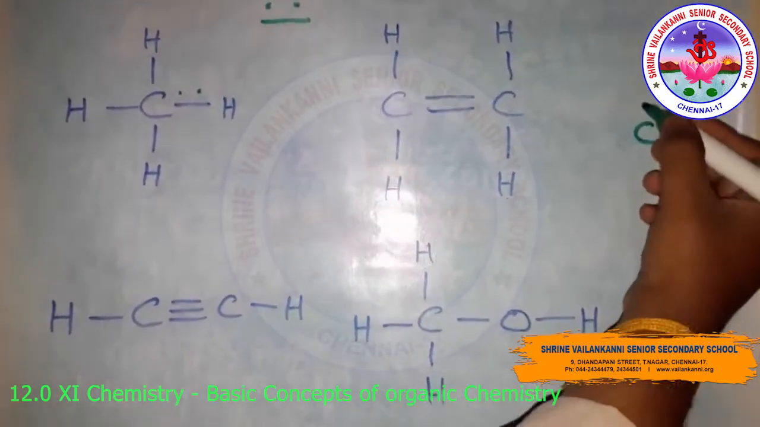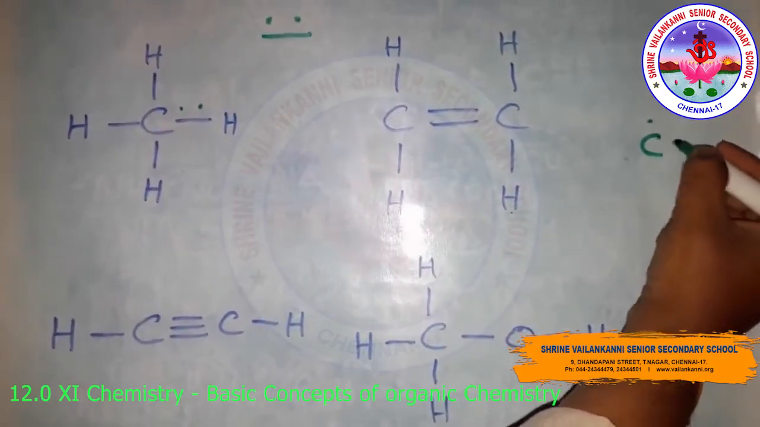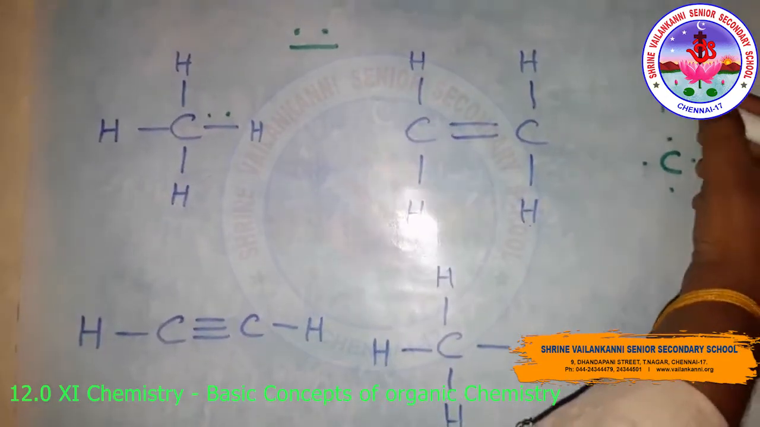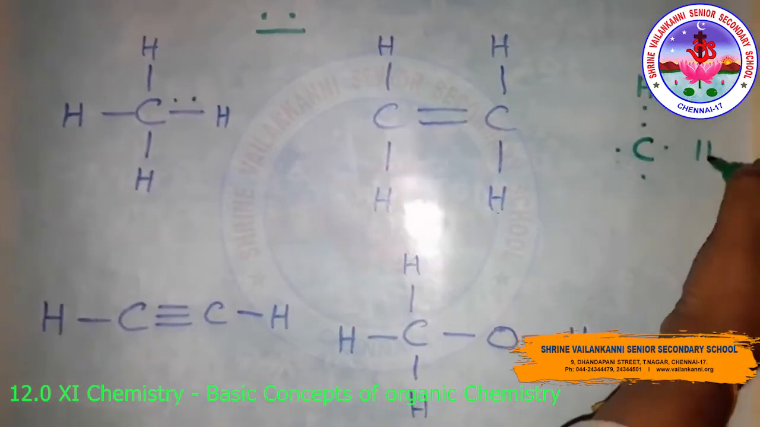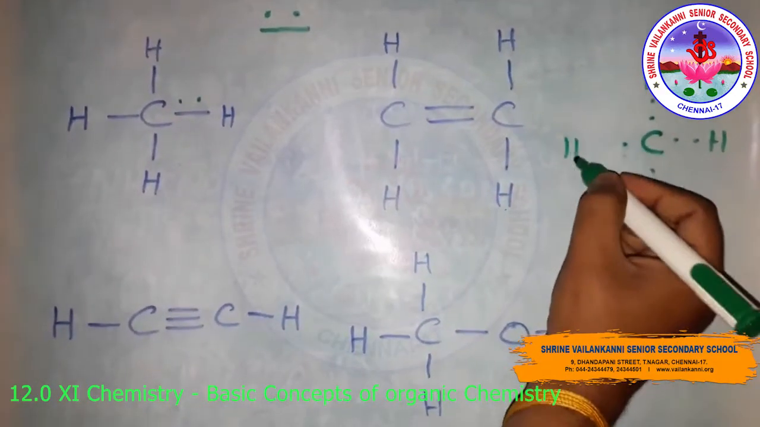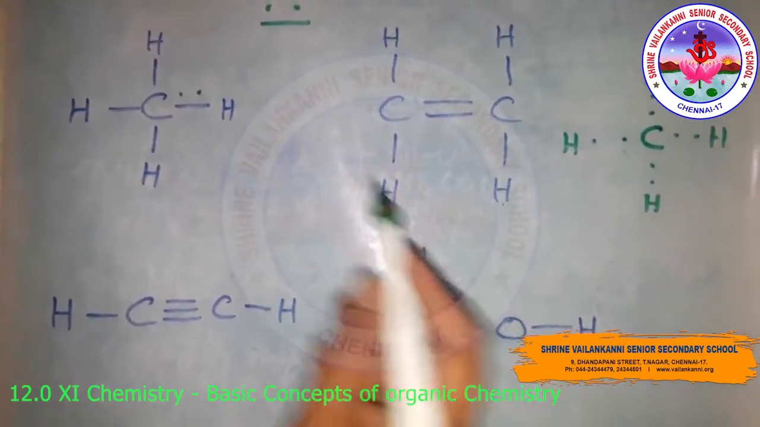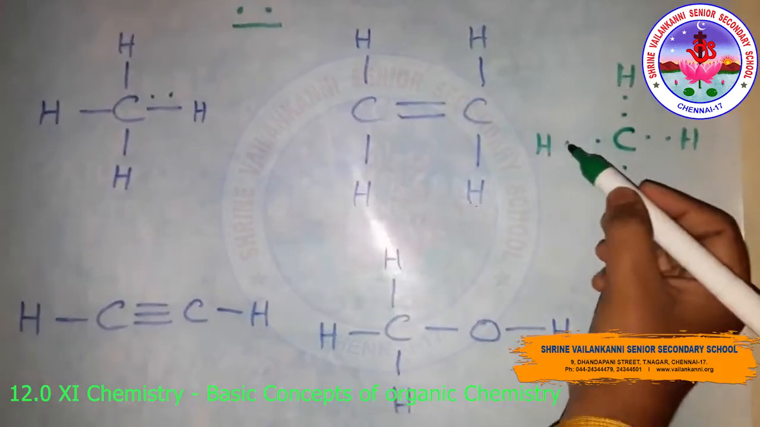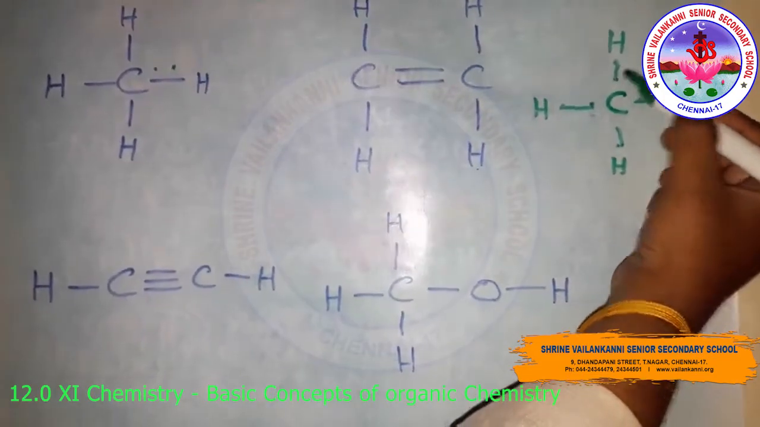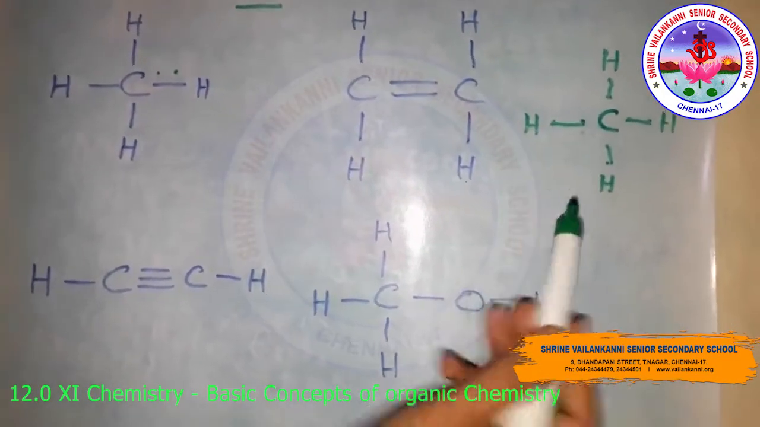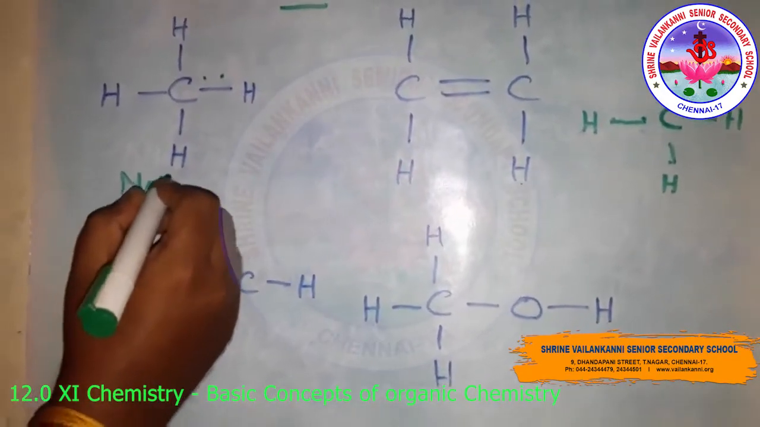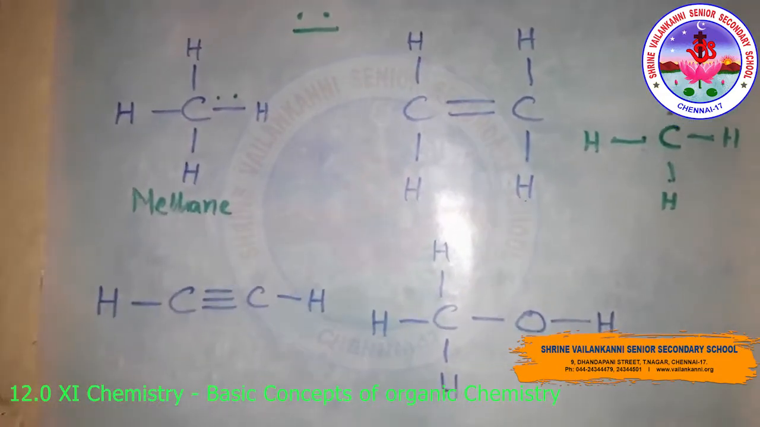I'll write here. Carbon has 4 valence electrons, and hydrogen has 1 valence electron. This hydrogen has 1 electron, this hydrogen has another 1 electron, and on this side this hydrogen has one more electron. Already I said 2 electrons make one single bond. So we can write it like this: one single bond, one single bond, one single bond and one single bond. So this is called the structure of methane. Can you understand? This is the structural formula for methane.